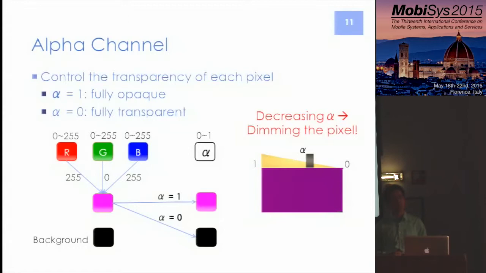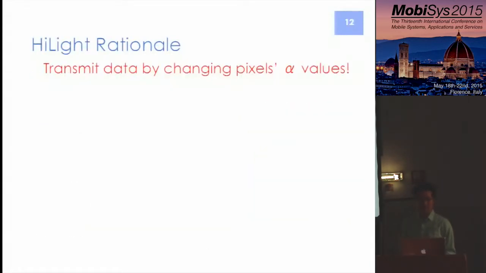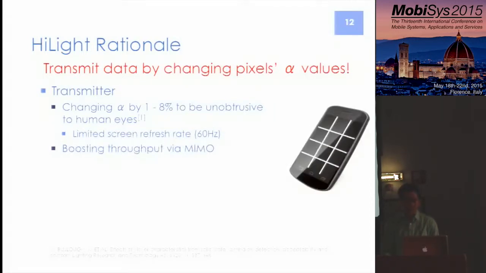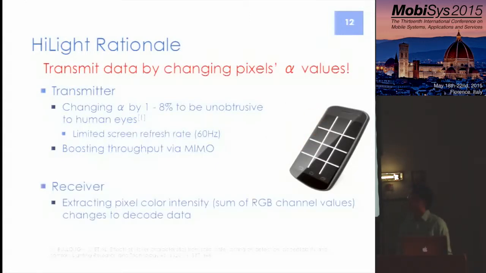So we can encode data into pixels' transparency change. To make sure the change is imperceptible to the user, we change the alpha value by a small amount, only 1 to 8%, because the refresh rate for most displays is limited to 60 Hertz, several orders of magnitude lower than existing LED light. Also, since we can independently control each pixel's transparency, we could further divide the whole display into a grid and let each grid cell transmit data independently. So we could use the grids to either boost the throughput or system reliability. The receiver keeps monitoring the incoming color intensity changes and decodes data.